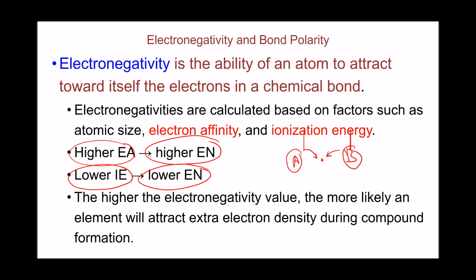If the attraction is weak, it means it's going to be pulling the bonding electrons much weaker than any other atom. So that will translate to a lower electronegativity. Higher electronegativity value means that the atom will be attracting the bonding electron much stronger than the other atoms. So it will have the electron closer to itself, or have an extra electron density on itself inside the molecule.